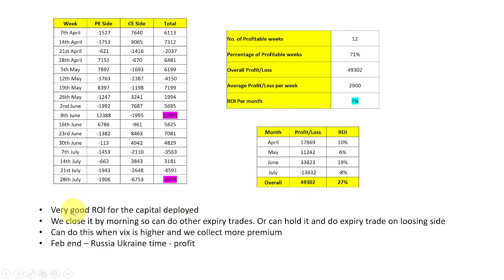For the last 4 months, if you see, it's a very good return on investment, and we close it by the morning so that we can concentrate on expiry trades. Now we can do this strategy, as I said, when we exit more and we collect more premium.